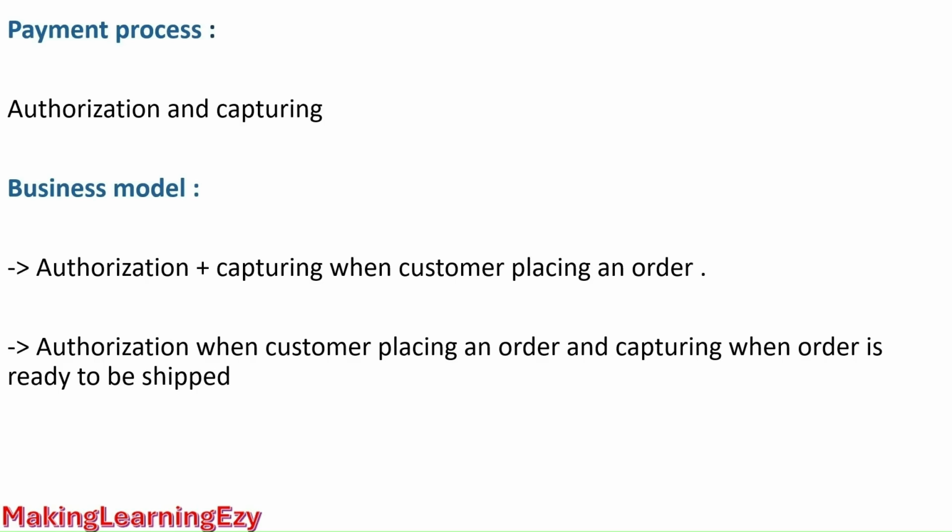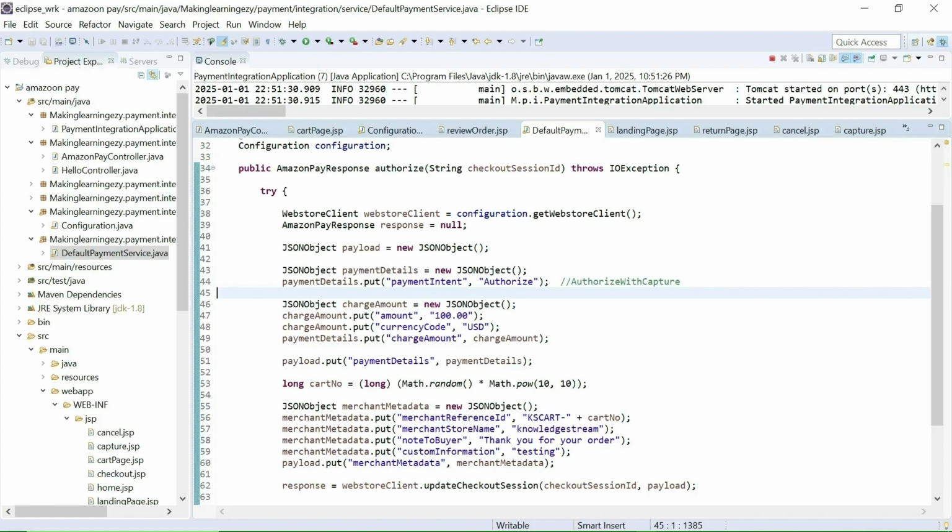In previous session on Amazon Pay, we discussed how we can trigger the authorization alone. We also discussed how we can trigger the authorization plus capturing together. This is the code of my previous session. If you remember, we talked about the payment intent and we said the authorize means Amazon Pay will trigger the authorization only for this request.